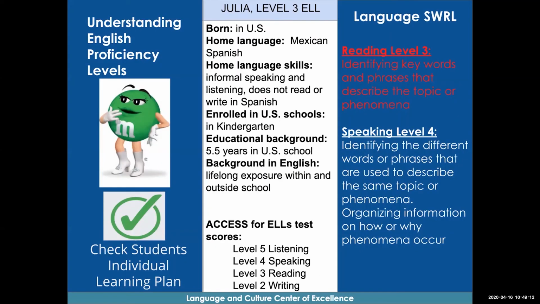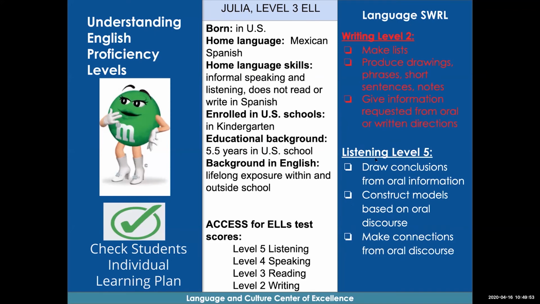Next one. Here we have Julia, and she is actually born in the United States. But she's a level 3 because she's got a different situation going on, and she's got a really high level of listening. She's got a level 4 speaking. Over here on the right, I've put again what they're capable of. And where am I getting this? Because I'm going to get that question. I've got those off of the can-do descriptors that were in the previous slides. Again, here's her writing and here's her listening capabilities.